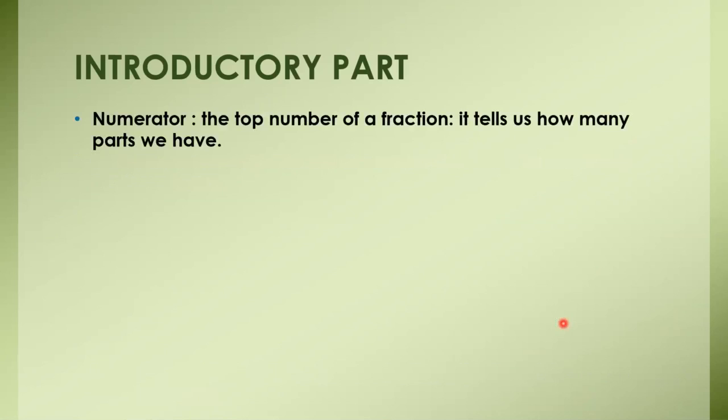So here comes the first term, numerator. What do you mean by numerator? Numerator is the top number of a fraction. It tells us how many parts we have. A fraction can be defined as a form of number that has a top number and a bottom number, with a bar line in between. The top number of a fraction is termed the numerator, and what it conveys is how many parts we have.